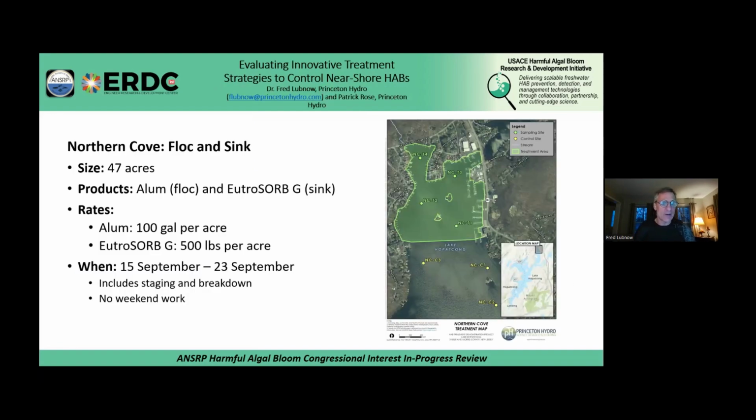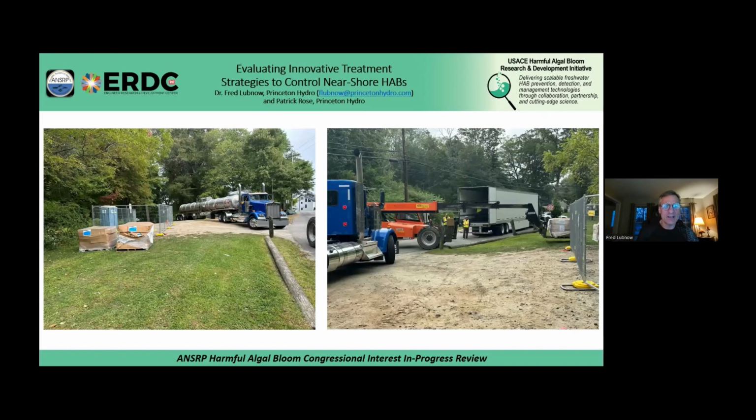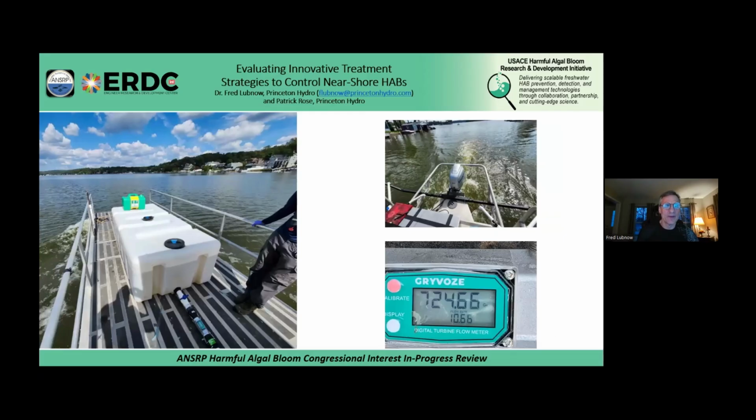We also did a flock and sink treatment, which was a combination of alum and Utrizorb G. So instead of using the chitosan, we used the alum. This was done in the Northern Cove, in the northern 47 acres. That treatment was done in mid to late September. Just showing you some of the staging area and some of the application.